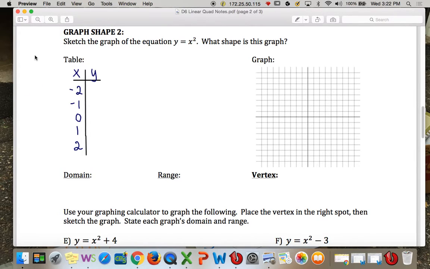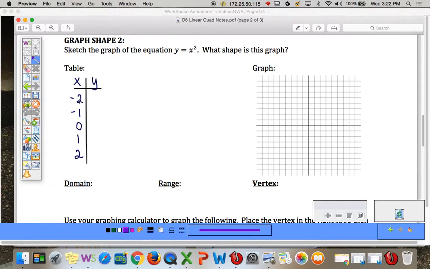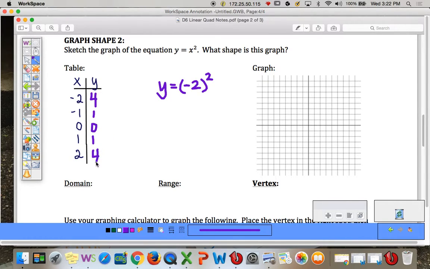What shape is the graph? Let's plug in values for x squared. Let's plug in when x is negative 2. So y equals negative 2 squared, and that would be 4. How about negative 1 squared? That's 1. 0 squared is 0. And if we plug in 1 squared, that's 1. And 2 squared is 4. And so if we were to graph this, we have negative 2, 4, negative 1, 1, 0, 0, 1, 1, 2, 4. And if we graph it, it's a parabola. That looks like this.